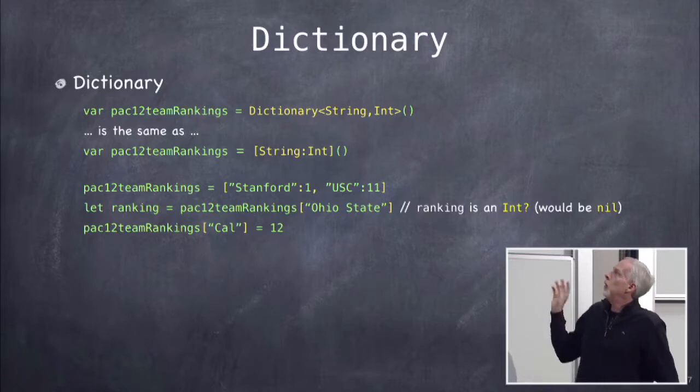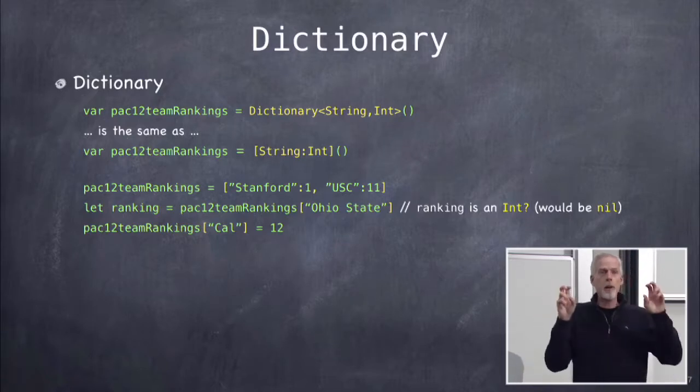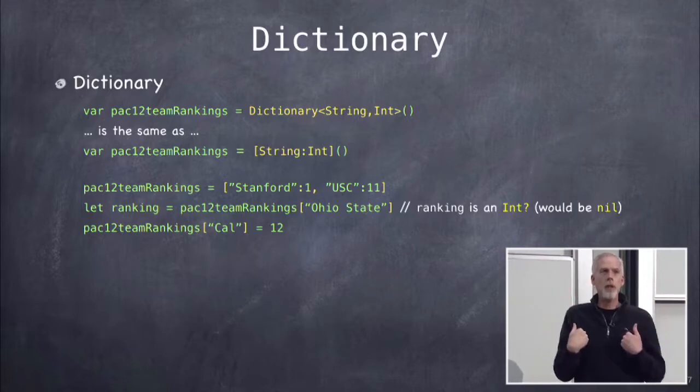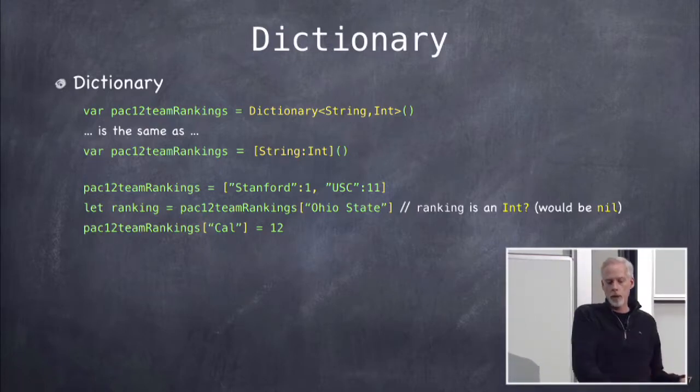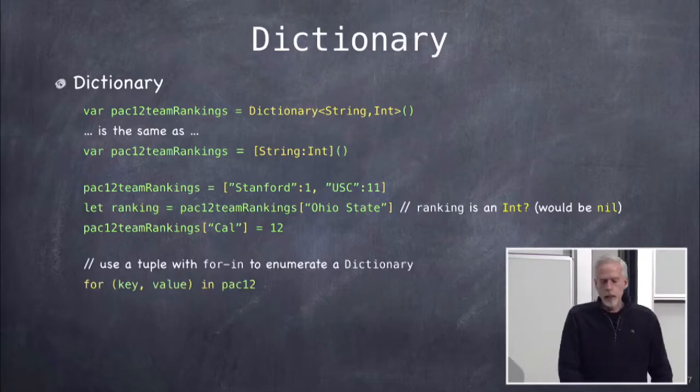Okay? So note also that when I try to get the ranking of Ohio State, it returns nil. And we know that when we use square brackets to get something out of a dictionary, it returns an optional of our value type. Okay, our value type here is ints, so it's going to return an optional int. Okay? Everybody got that? All right.